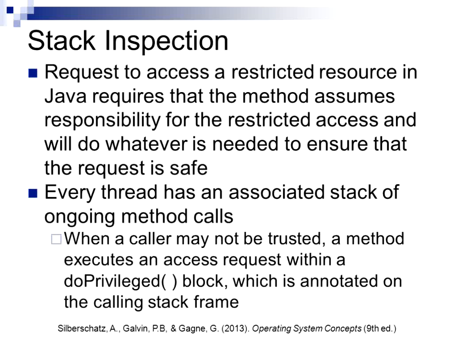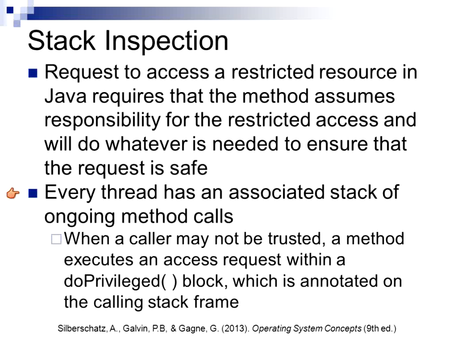One of the ways that Java does some of the protection is through stack inspection. With stack inspection, when you're trying to access a resource in Java, it requires that the method assumes responsibility for the restricted access and that the method will do whatever it needs to ensure that the request is safe. Every method in Java, every thread in Java has a stack of ongoing method calls. In other words, if we're calling something in one thread and that invokes something in another thread and that invokes something in a third thread, because we have all these threads going on since Java is naturally a threaded language.